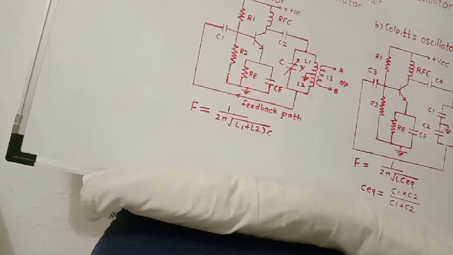The frequency of oscillations in the Colpitts oscillator is given by the equation f = 1 / (2 pi root(L C equivalent)), where C equivalent is the effective capacitance. Because the capacitors C1 and C2 are connected in series, the equivalent capacitance is C1 into C2 divided by C1 plus C2.